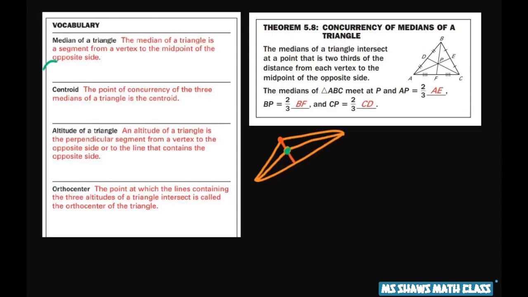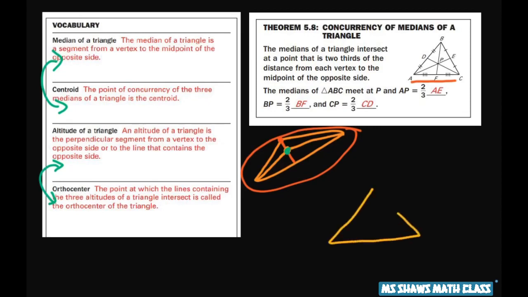So these two go together. A centroid always goes with the median. Orthocenter goes with the altitude. Now, the difference with the altitude is it's perpendicular. This one doesn't have to be perpendicular, or this one's not really perpendicular. So if you draw the altitude, then it's going to be perpendicular. So that's the difference between these two.